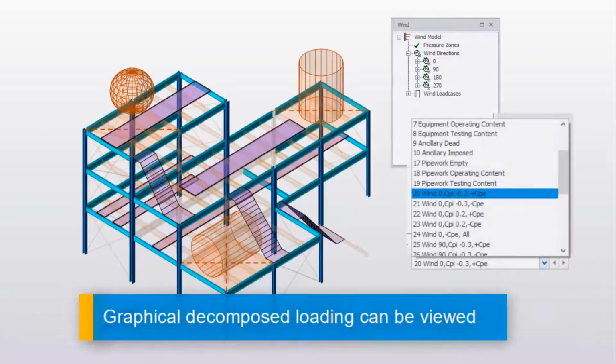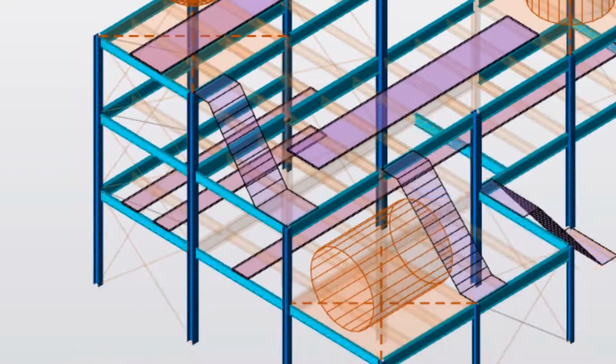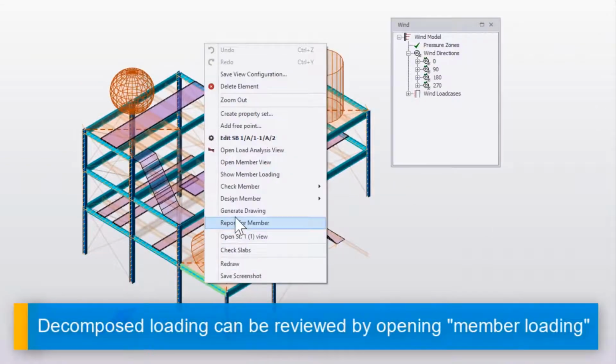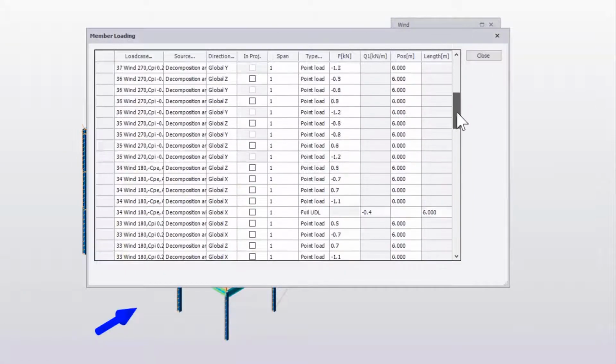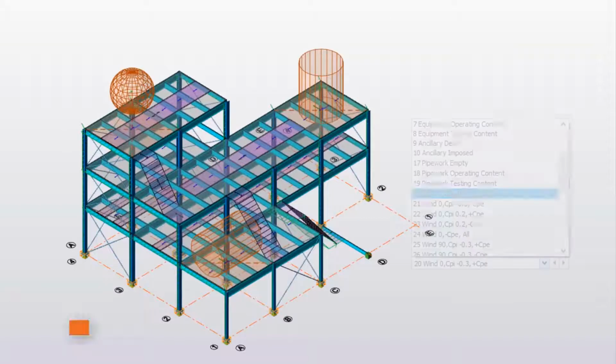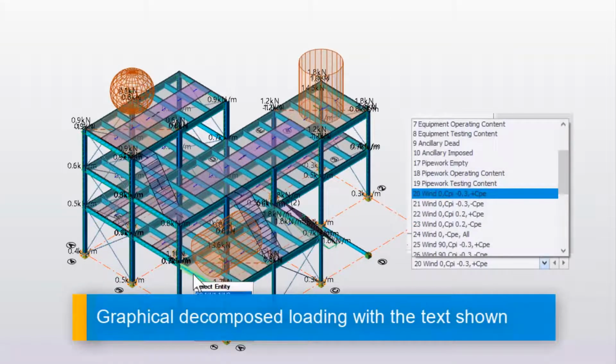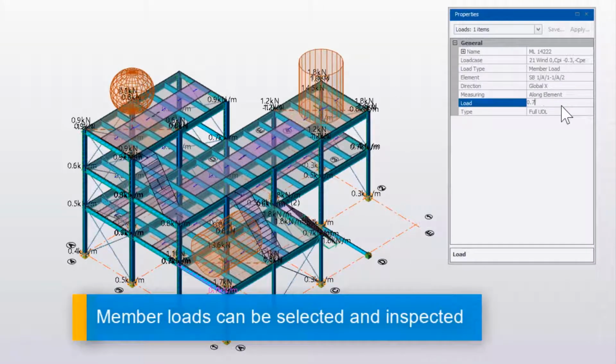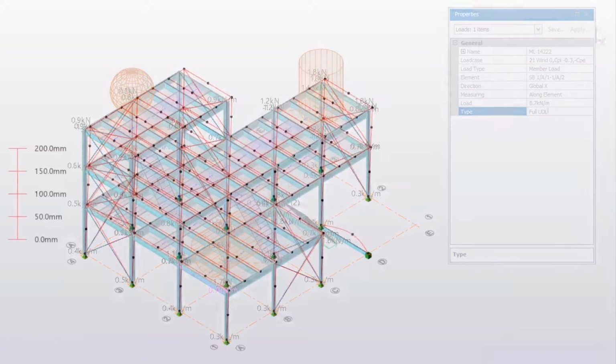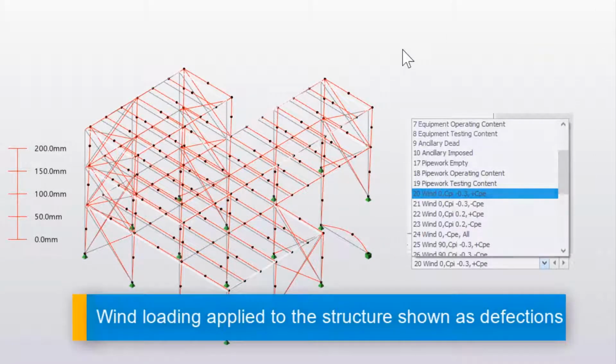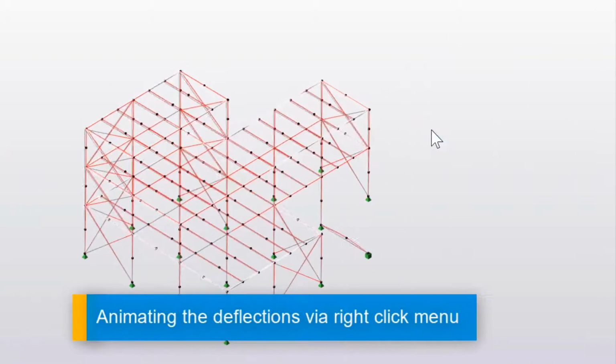Decomposed wind loading can be seen on the individual member by selecting Member Loading. Graphical decomposition via a selected load case showing the wind impact loading on the structure. And finally, the wind loading shown applied to the structure via a deflection diagram.